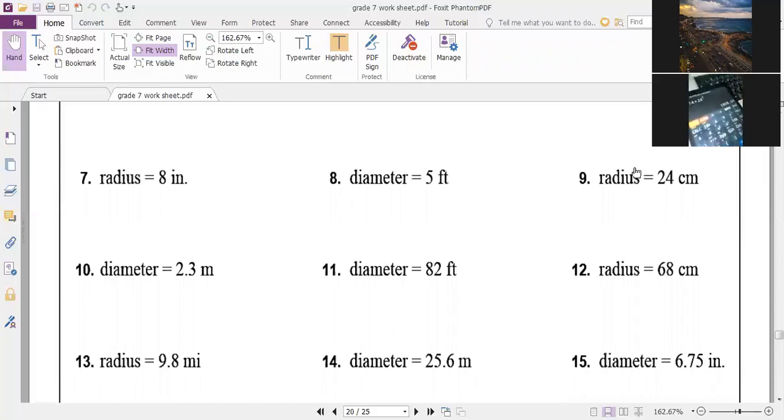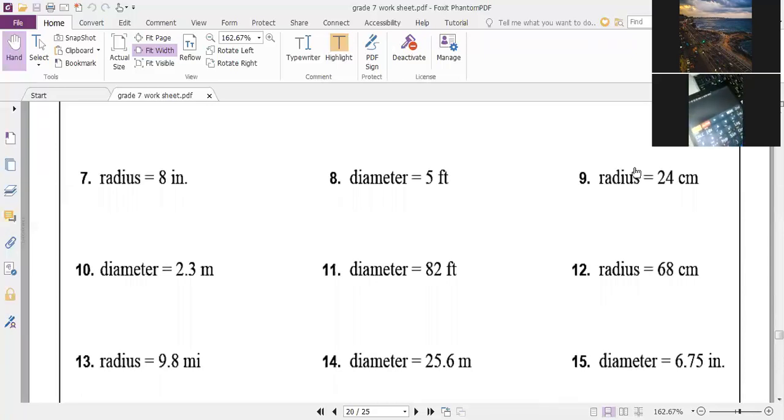Excellent, I have that. 2.3 is the diameter, so I will divide it. 2.3 divided by 2 is equal to 1.15. After that, I will square this number, 1.15.